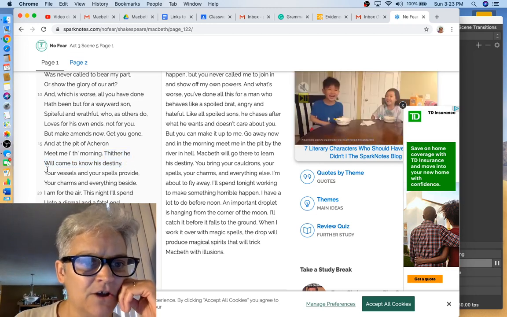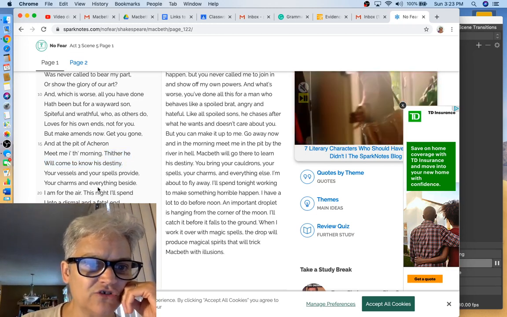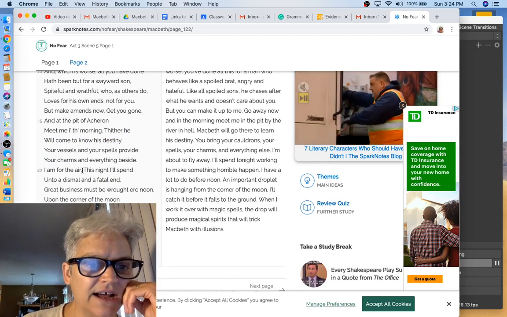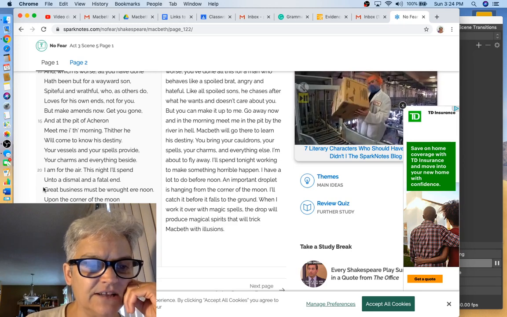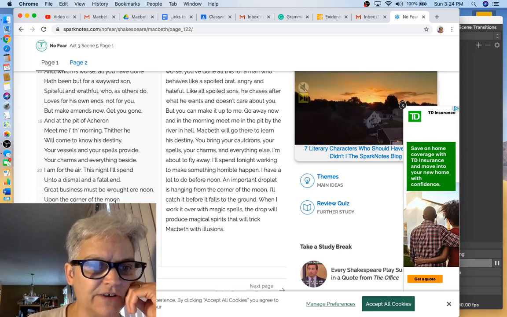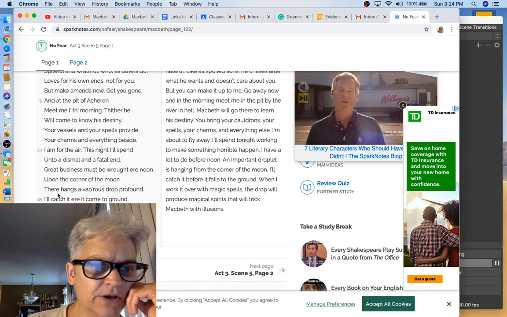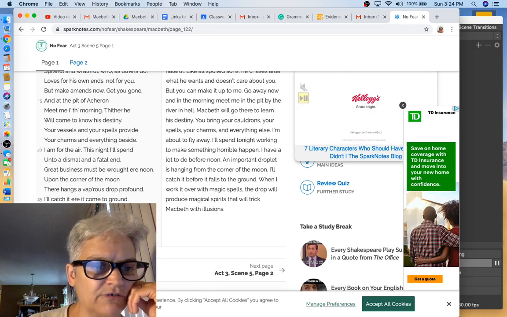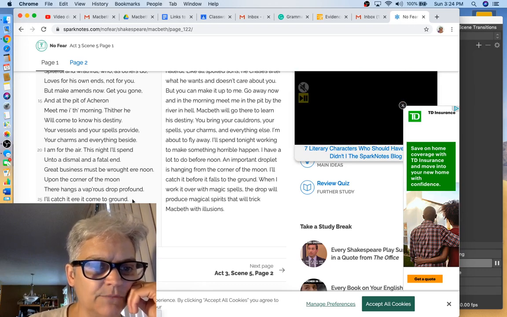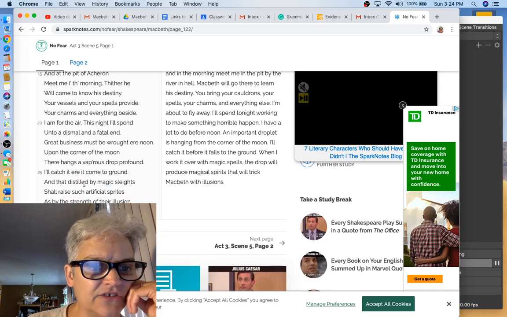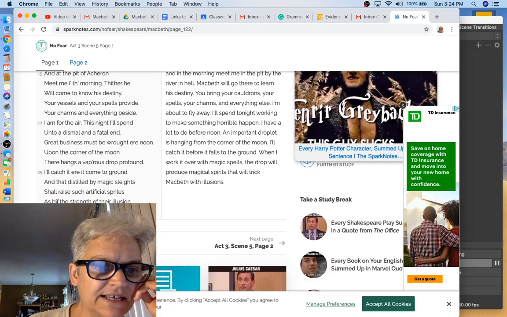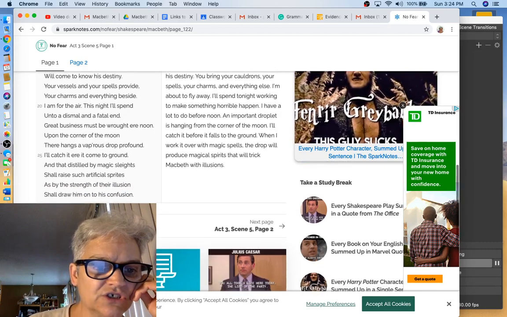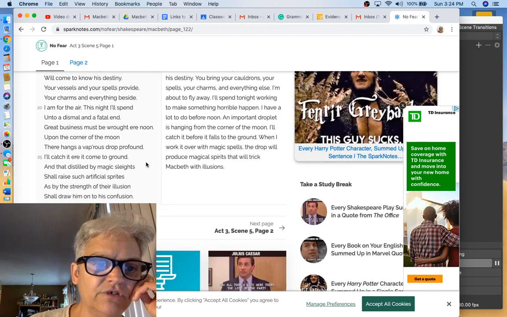Your vessels and your spells provide, your charms and everything beside. I am for the air. This night I'll spend unto a dismal and fatal end. Great business must be wrought ere noon upon the corner of the moon. There hangs a vaporous drop profound. I'll catch it ere it come to ground. And that distilled by magic sleights shall raise such artificial sprites as by the strength of their illusion shall draw him on to his confusion.